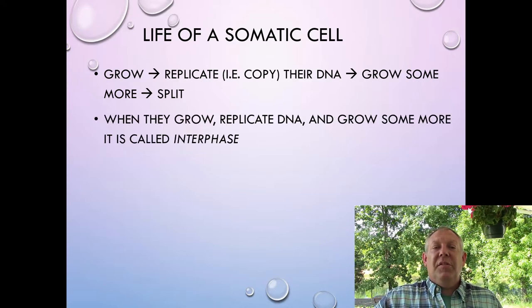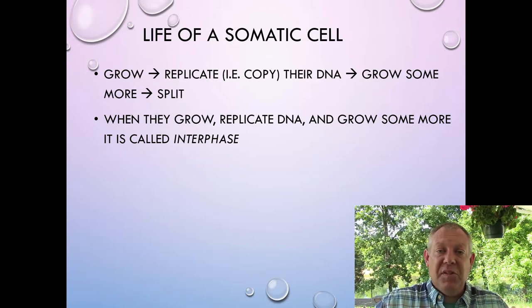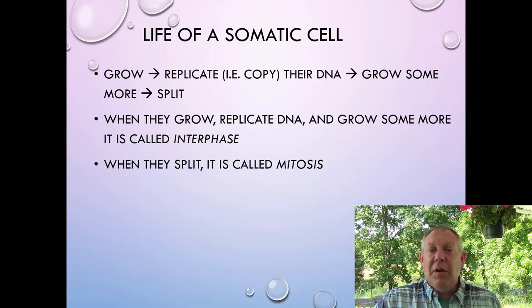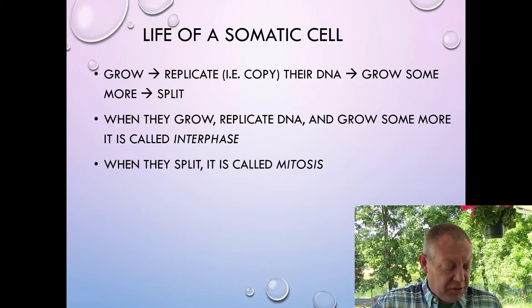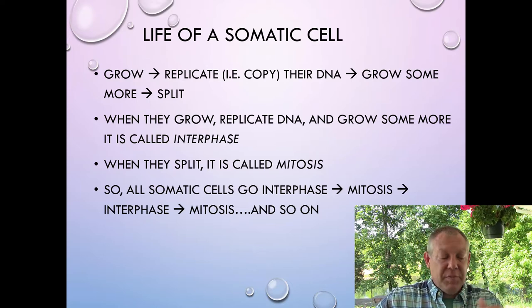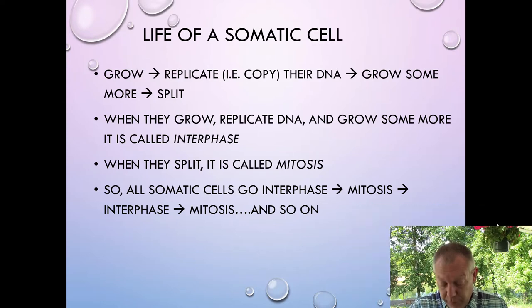And so this process at the start, where the cell grows and then it replicates the DNA and then it grows some more, that's called interphase. And then when it splits, that process is called mitosis. And so cells are constantly just going through interphase, mitosis, interphase, mitosis, interphase, mitosis. That's the life cycle of a cell.